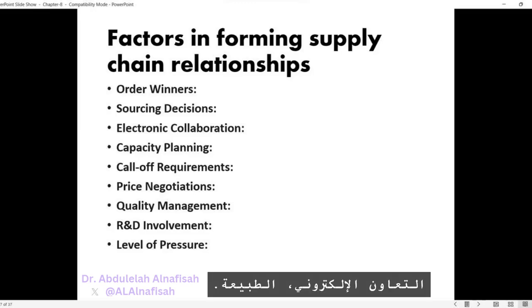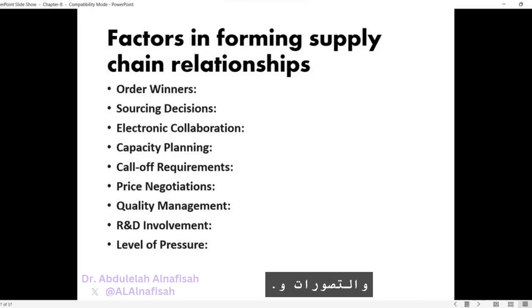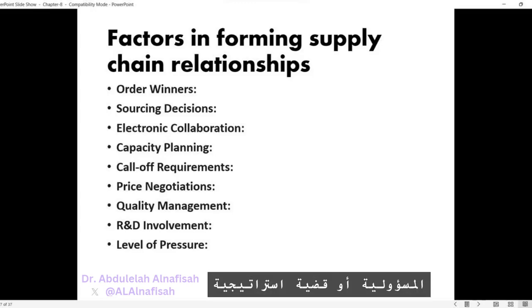3. Electronic collaboration. The nature of electronic collaboration between customers and suppliers. 4. Attitude to capacity planning. Perceptions and approaches to capacity planning, whether sole supplier responsibility or a shared strategic issue. 5. Call-off requirements. Customer requirements for order changes, JIT delivery, or synchronized deliveries. 6. Price negotiations. Dynamics of price negotiations, including price reductions and continuous improvement projects.